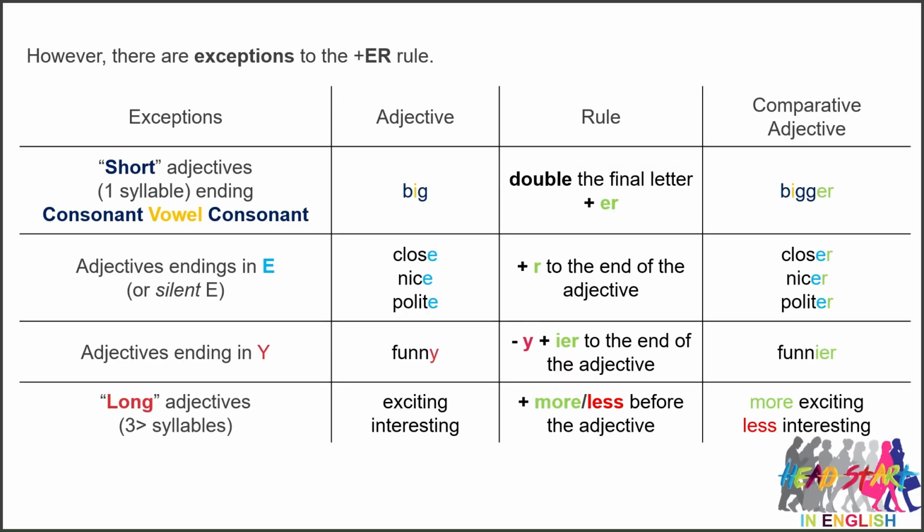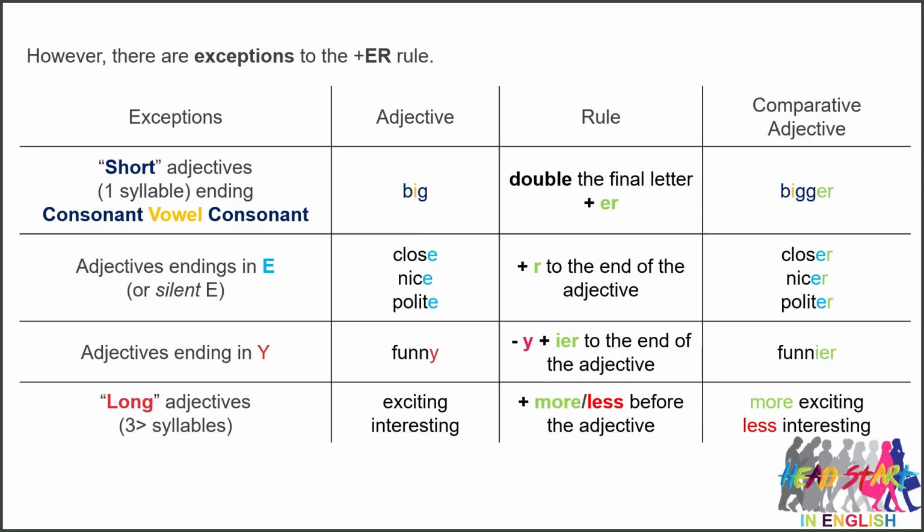So the good news is the er rule works in 99% of cases. However, this is English, so there are exceptions to the er rule. Let's read through this table. So short adjectives, one syllable, ending consonant, vowel, consonant, like big. We double the final letter, so double g plus er, bigger. Adjectives ending in e or silent e, close, nice, polite. We just add r to the end of the adjective.